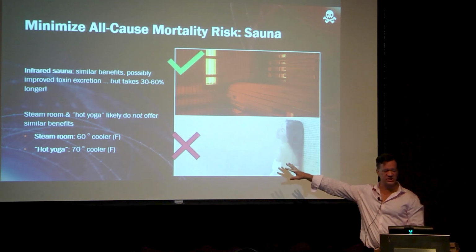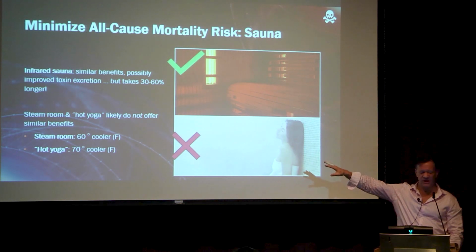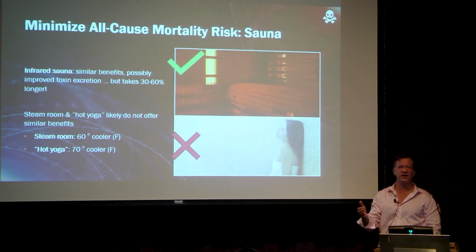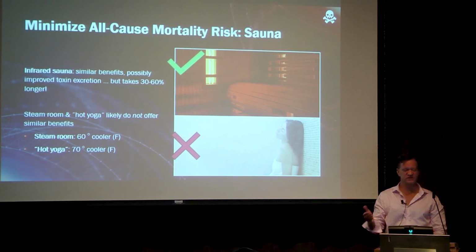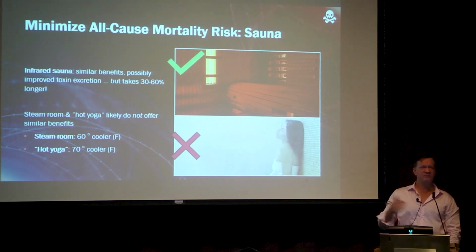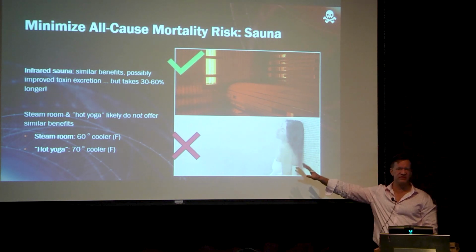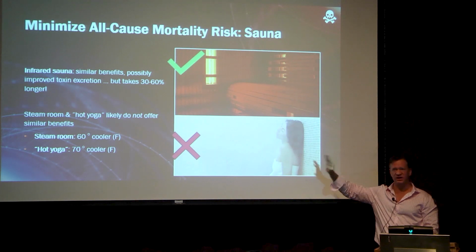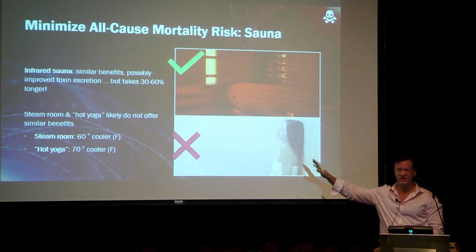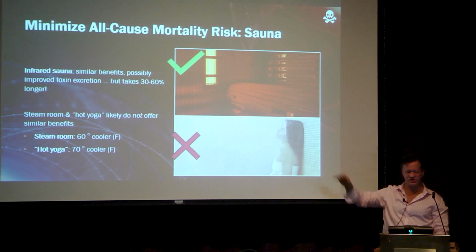Also, there's steam rooms and hot yoga. Hot yoga is essentially doing yoga in a room that's 120 degrees, kind of like a Texas summer. Those may have benefits, but I personally am very, very skeptical that those are going to give you anywhere near the benefits of an actual Finnish sauna because the temperatures are so much lower.